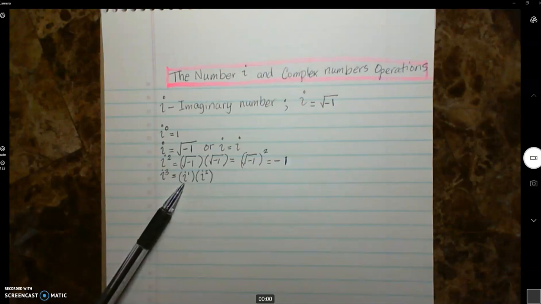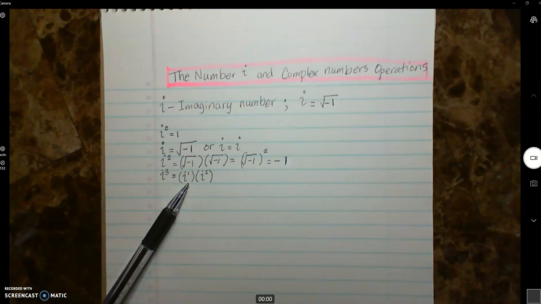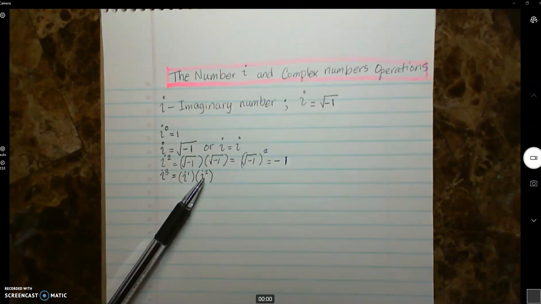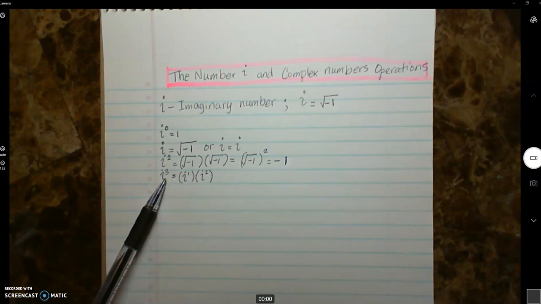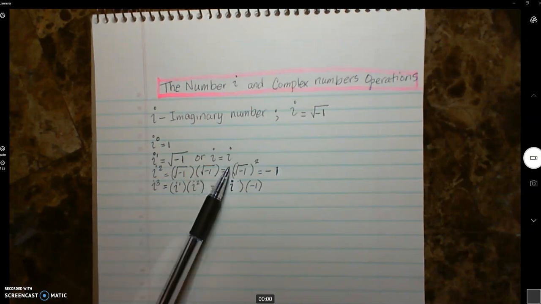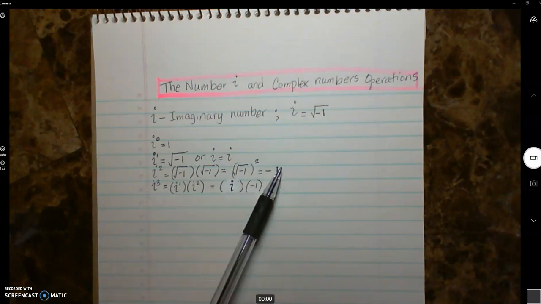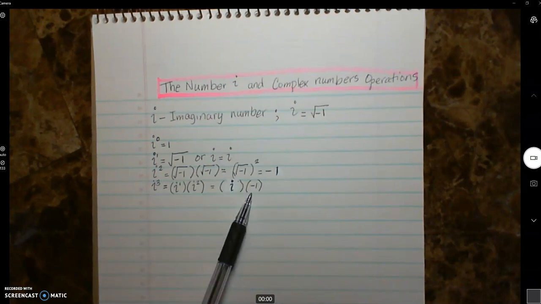i to the third is really a combination of i to the first times i squared. Let's review this. You learned before that when the bases are the same and you're multiplying them, you can add the exponents. So that's the reason why i to the first times i squared is really i to the third. Okay, so we said that i to the first is just i, so we put it there, and then i squared is -1. So now multiply them and the answer is -i.